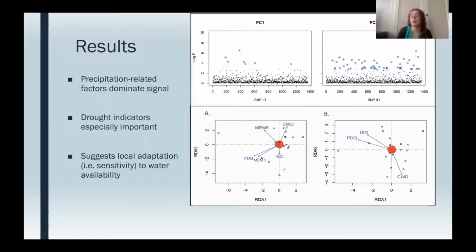But for all of the outliers that we found with the RDA, they were most correlated to precipitation of the driest quarter, and the next was climate water deficit. So this is showing us that drought or moisture availability is really important as a selective agent in this species. And giant sequoia likely has high sensitivity to water availability.